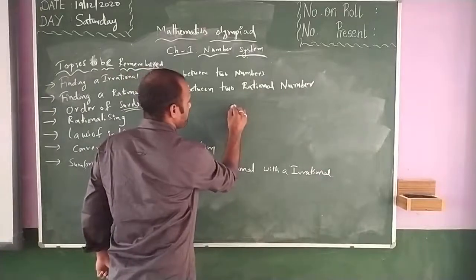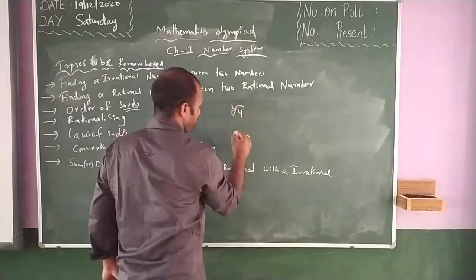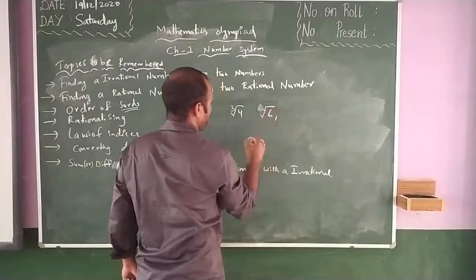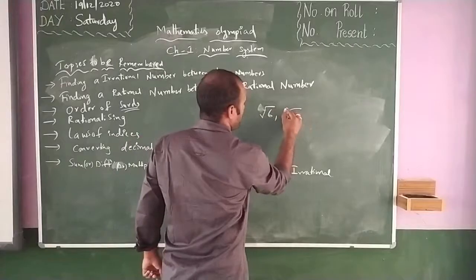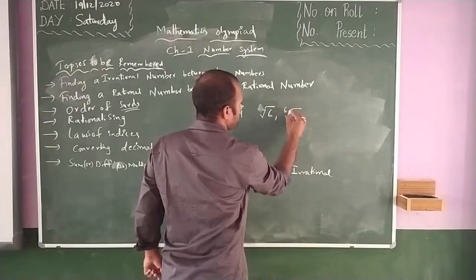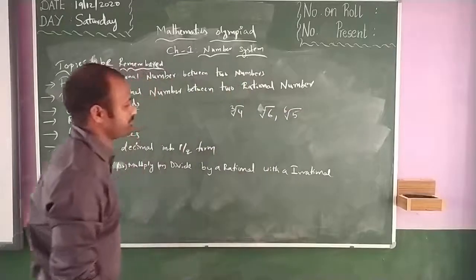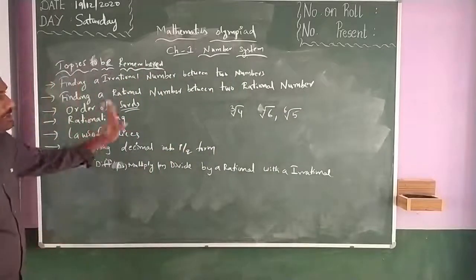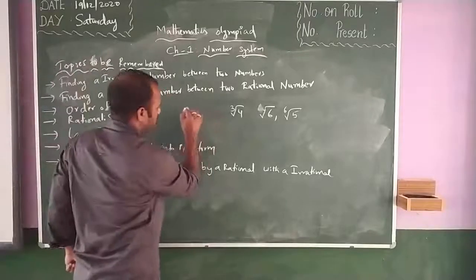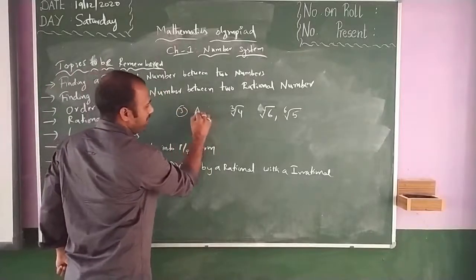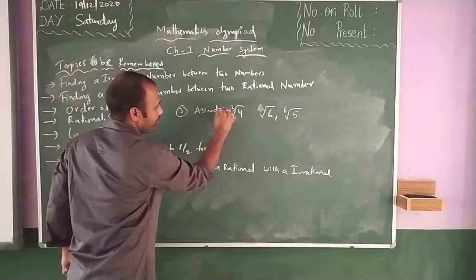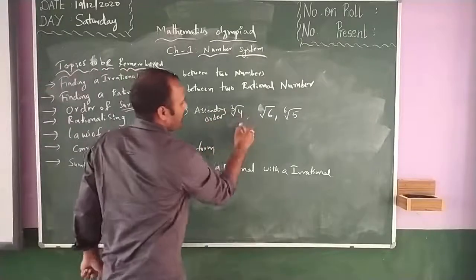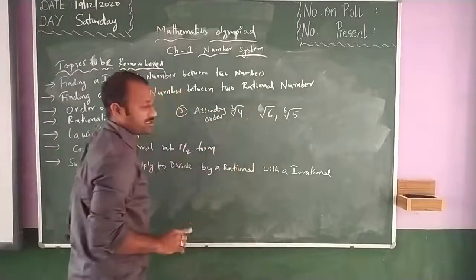If I take cube root of 4, square root of 6, and 6th root of 5. If I want to get the order, it means if I want to arrange these surds in ascending order, what I need to do is make sure that the powers must be equal.